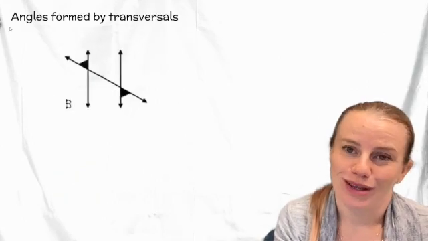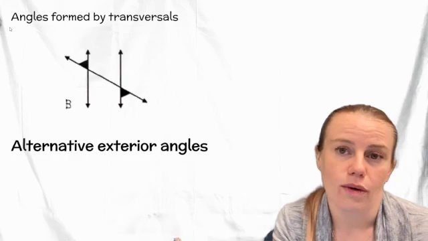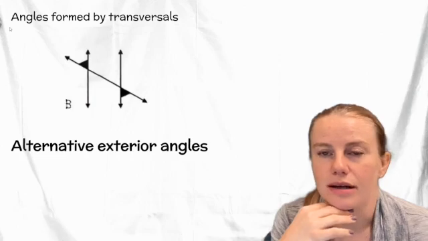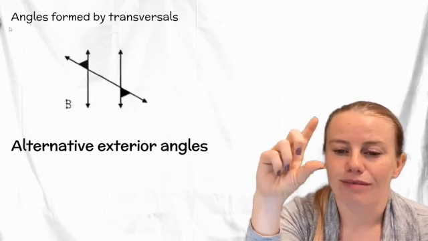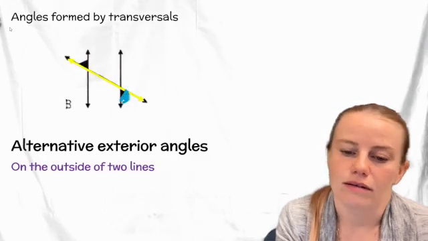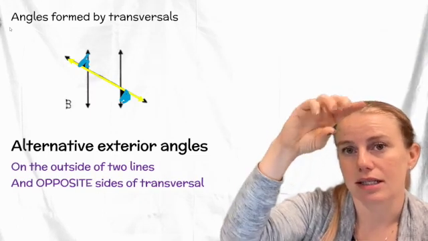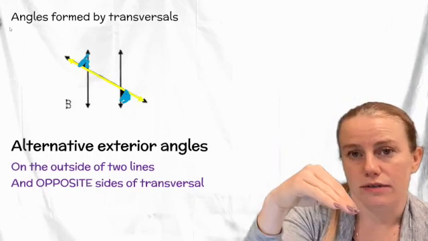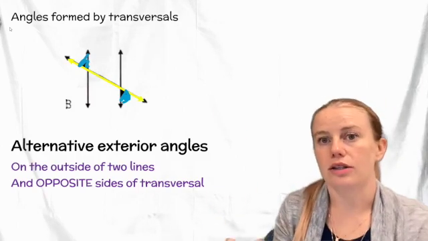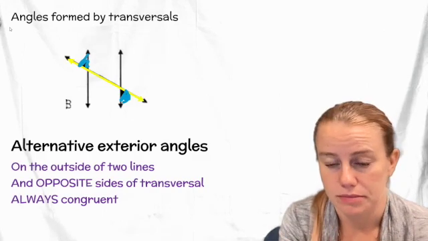The next one we're going to be looking at is going to be our alternate exterior angles. Alternate means that they are on the opposite side of the transversal. So you can see that by that picture. Exterior means they're outside the two lines. And these guys are, again, also going to be congruent.